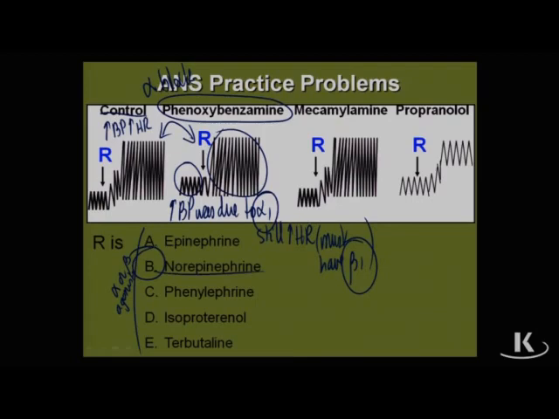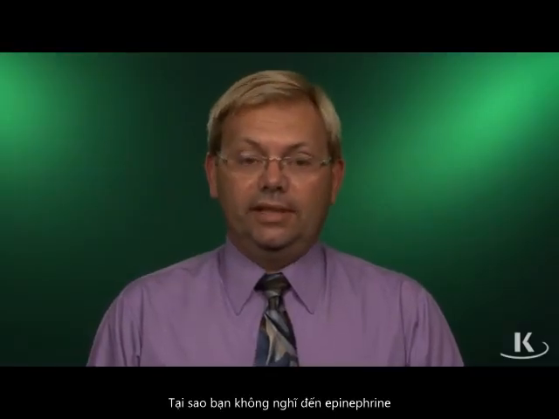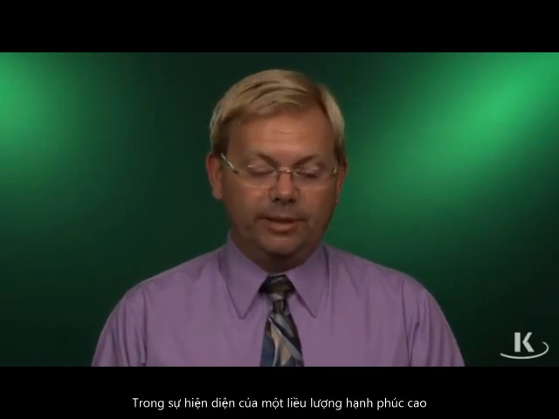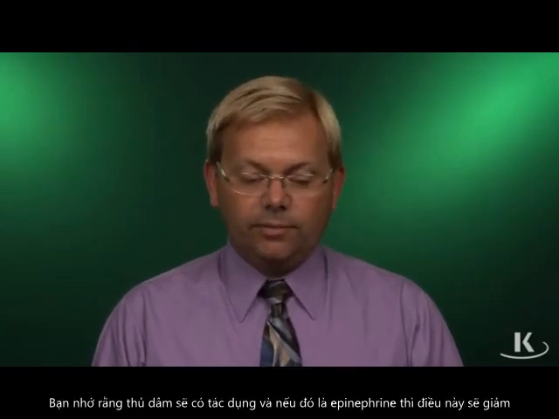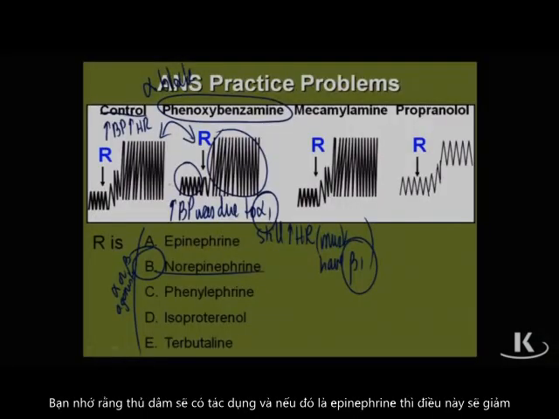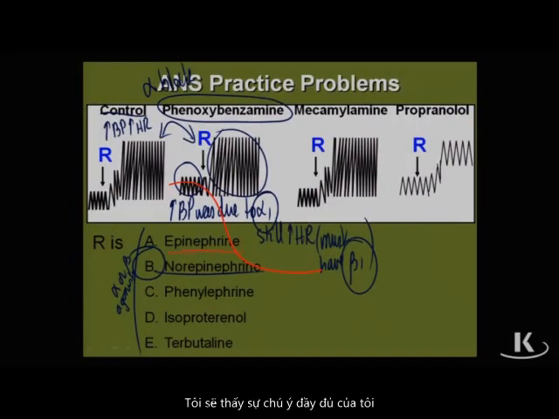Norepinephrine. Why not epinephrine, you're thinking? Well, with an alpha blocker in presence of a high-dose epi, what should have happened to the blood pressure? You remember it would have unmasked the beta-2 effect, and if it had been epinephrine, this would have gone down. I would have seen hypotension. I see no beta-2 activity for drug R. There is no epinephrine reversal, so it must be norepinephrine.